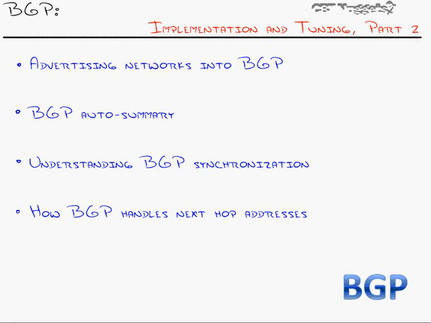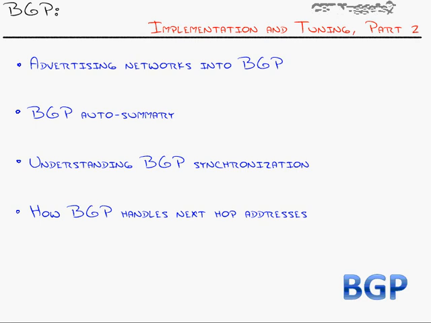Implementation and tuning of BGP continues on as we move into what I would consider some of the advanced and more difficult concepts of BGP. The first is how we can advertise networks into BGP. In part one, we established the neighbor relationships, but we quickly saw no networks were being advertised. So we'll get some networks running into BGP.